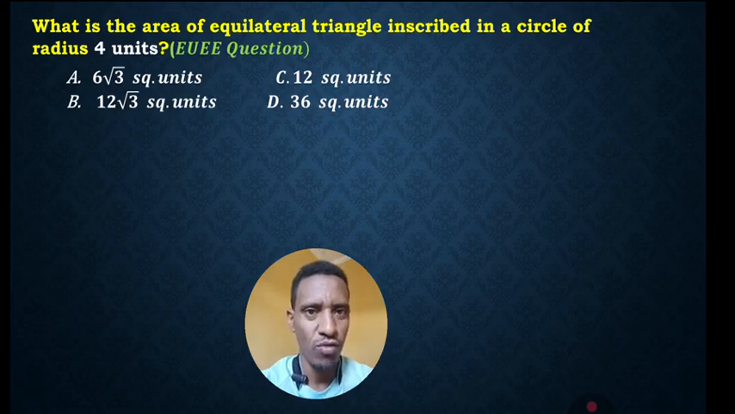inscribed in a circle of radius 4 units? A, 6 times square root of 3 square units. B, 12 times square root of 3 square units. C, 12 square units and D, 36 square units.